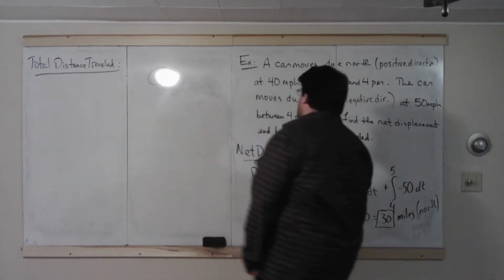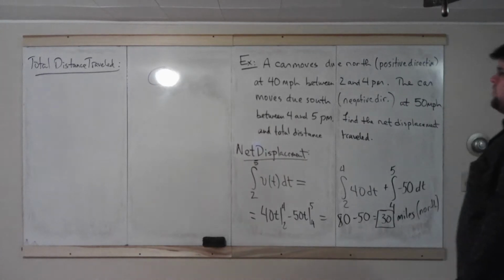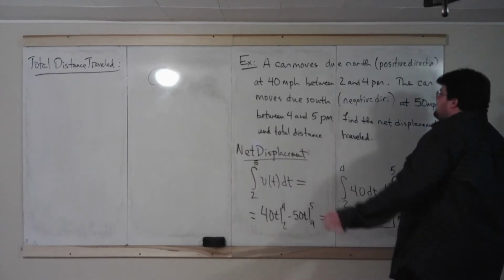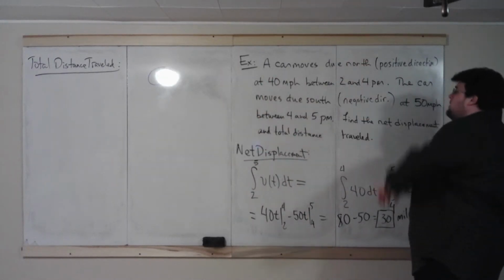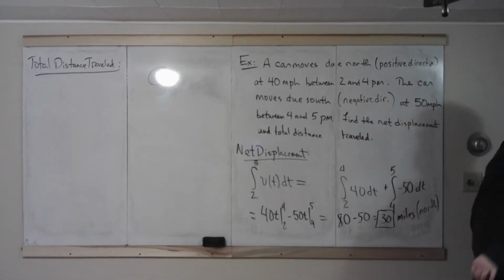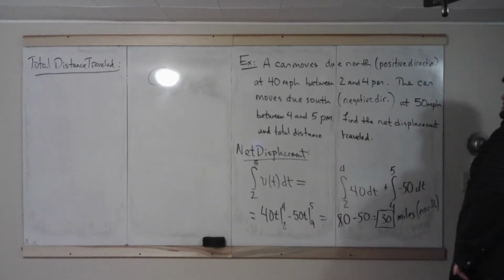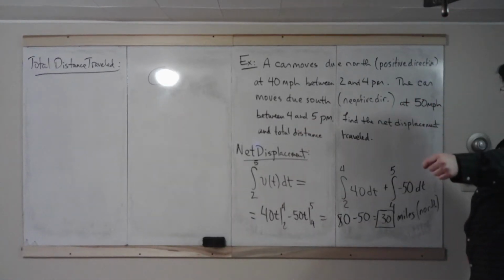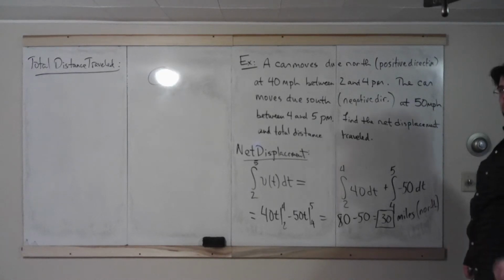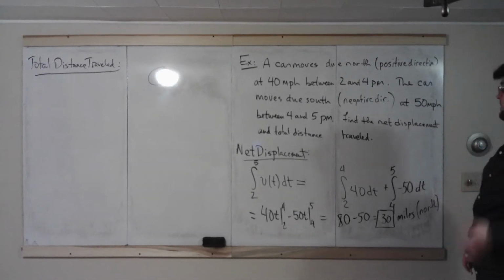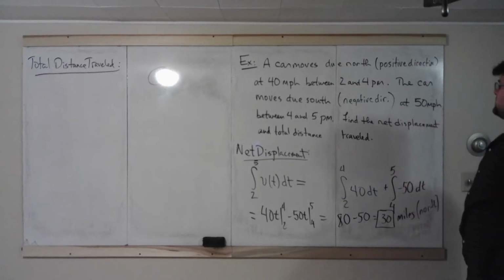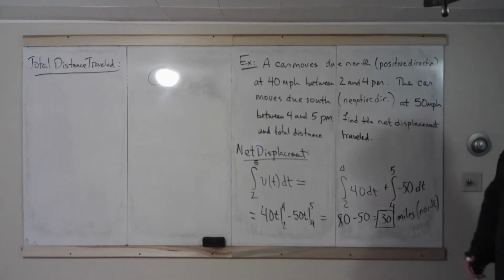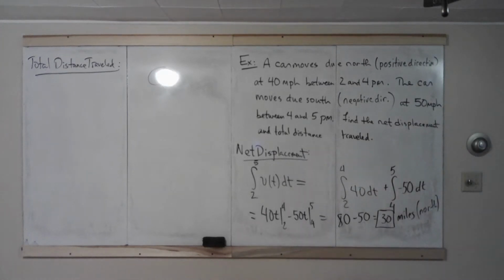Now let's find the total distance traveled. Well, before doing that, we could have figured out both of these without any calculus with this example. 40 miles per hour north for 2 hours, you go 80 north. 50 miles per hour between 4 and 5, you go 50 south. So from the starting point, up 80, down 50, you're left with 30. What would the total distance traveled then be? Well, it'd be 80 plus 50, 130. In the next example, the numbers won't work out quite so nicely.